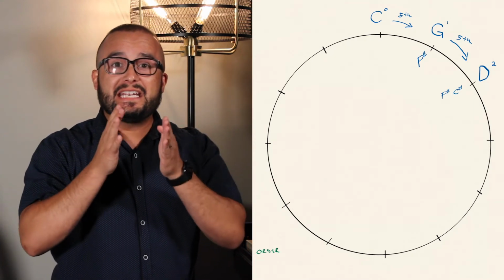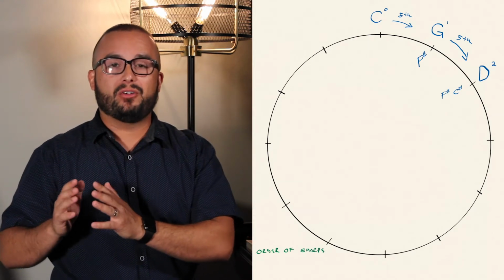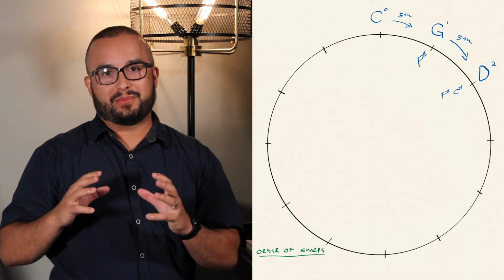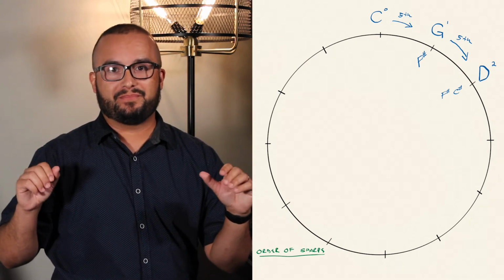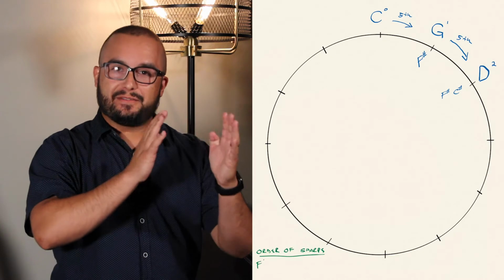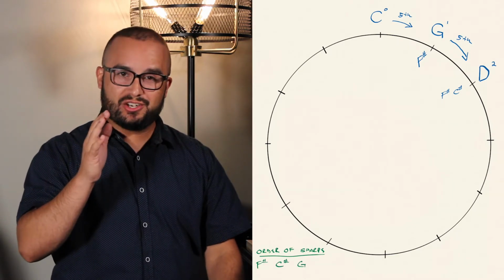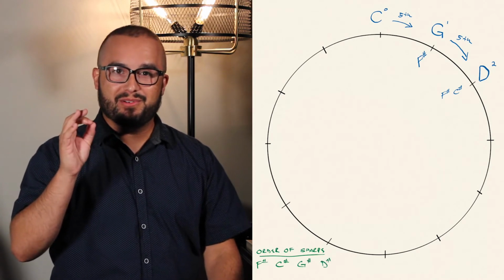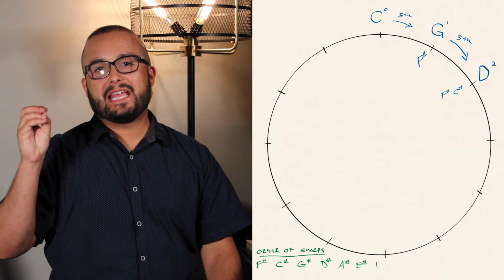Now before we move on to our next key, it's important to understand that the sharps that we're putting in each key, they're also in a specific order. We call this the order of sharps. Let's go over all of the order of sharps that we'll be applying. The first sharp is F sharp, second C sharp, G sharp, D sharp, A sharp, E sharp, and B sharp.